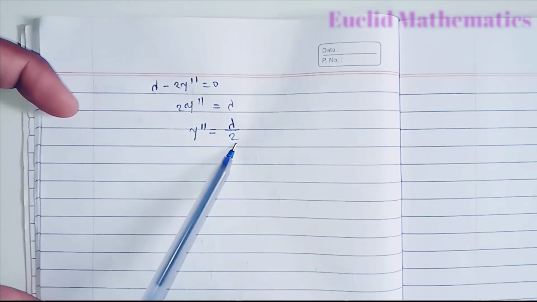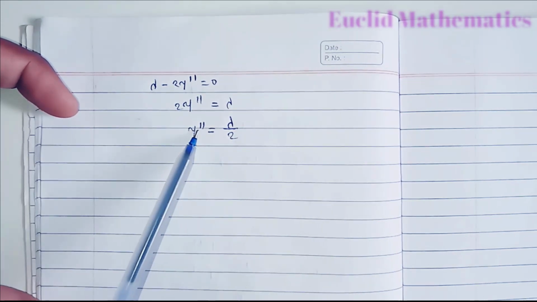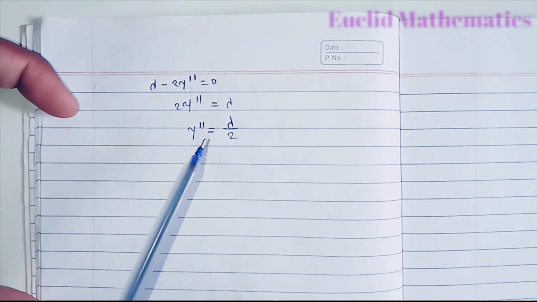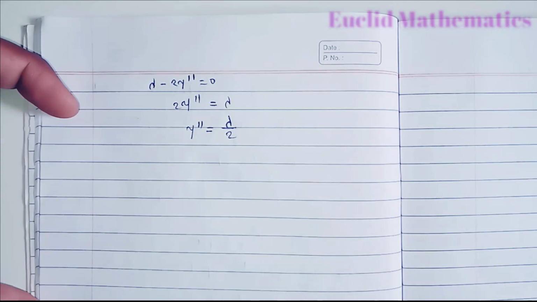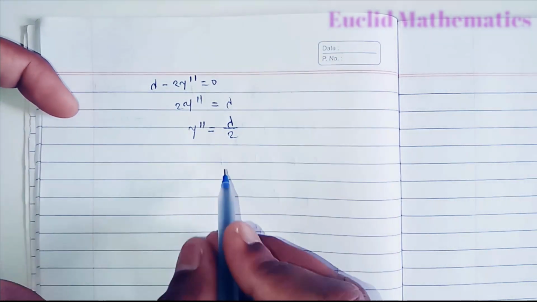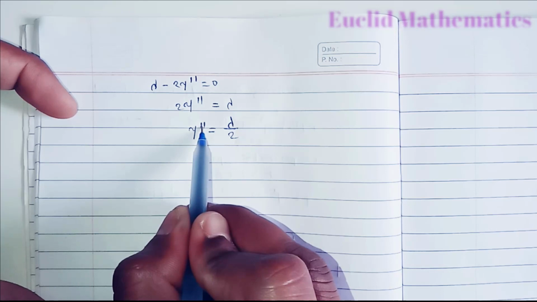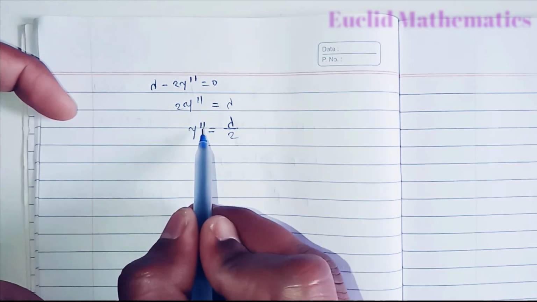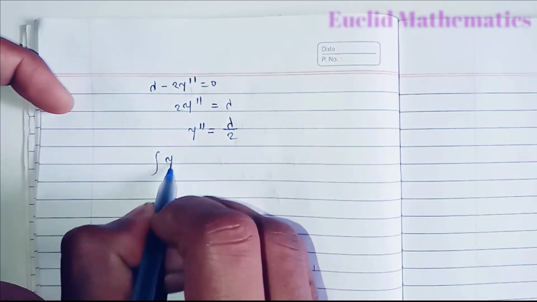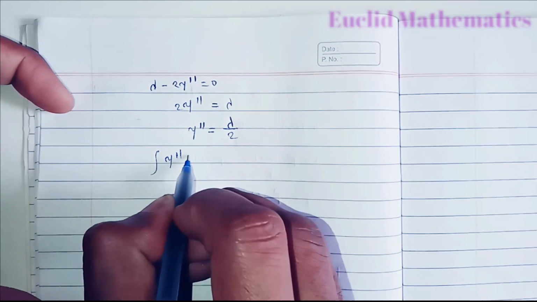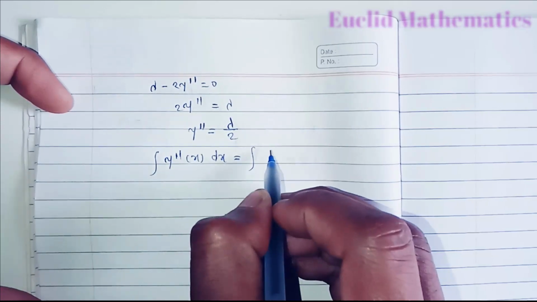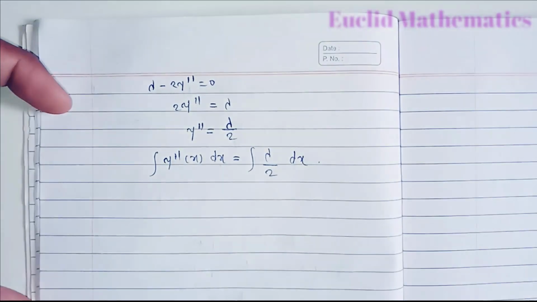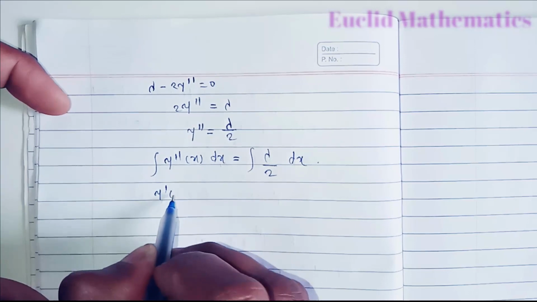Now we want the solution for y of x, which is given in our options. So we have to reduce that double differentiation, and to get our y of x we integrate it. Integrate y double dash of x dx, which equals the integration of lambda by 2 dx. Integrating y double dash of x gives y dash of x.